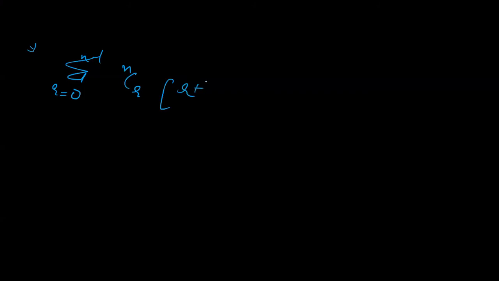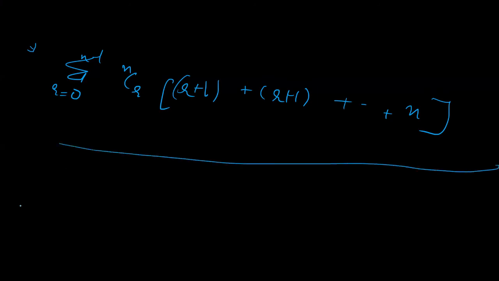Instead of n, I am writing this r plus 1 plus r plus 2 plus up to n. This will be the scenario now, if I change the limit. Then you know how to take the sum of this series. How will you take the sum of these series? You know the formula n by 2 into a plus l, right? So that only I am applying here.